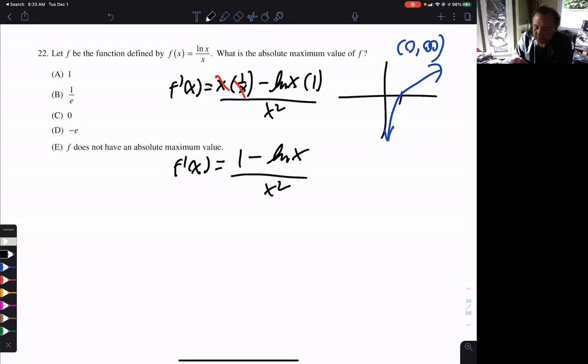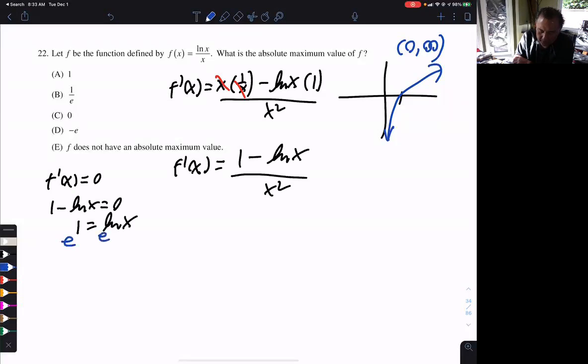What are critical points? First, where does the derivative equal 0? It equals 0 when the top equals 0. I add ln of x to both sides. Now to get rid of ln of x, I e both sides. That will cancel, so x equals e. There's one critical point. Now, where does the derivative not exist?